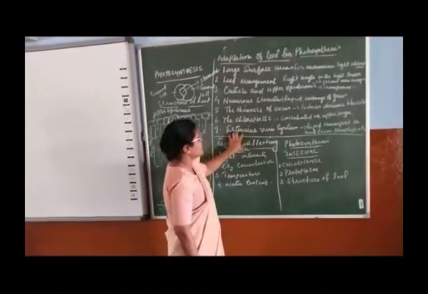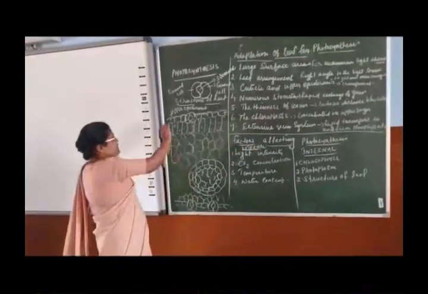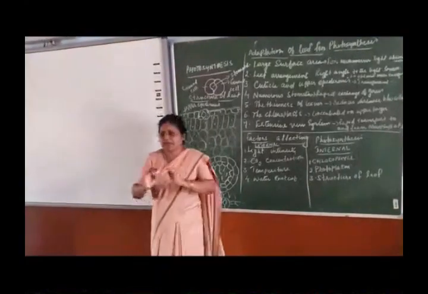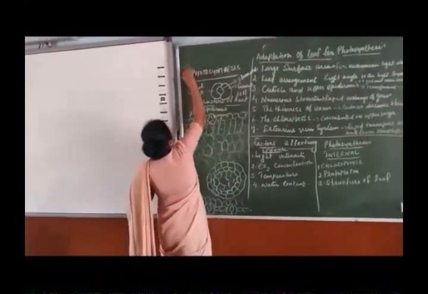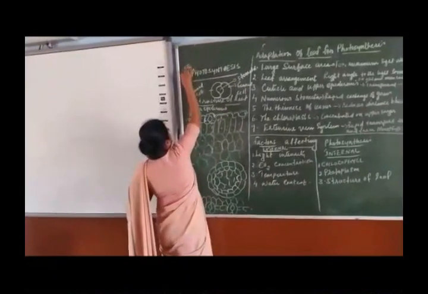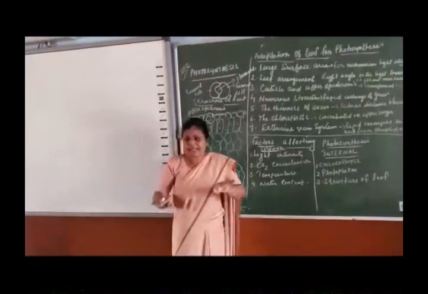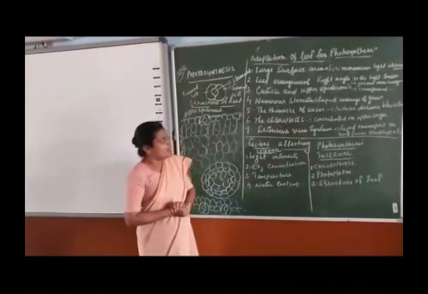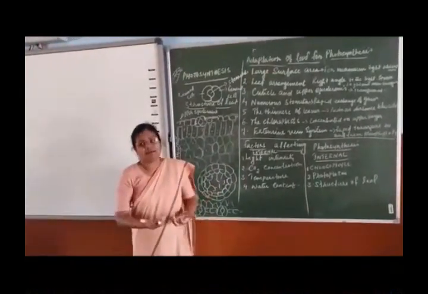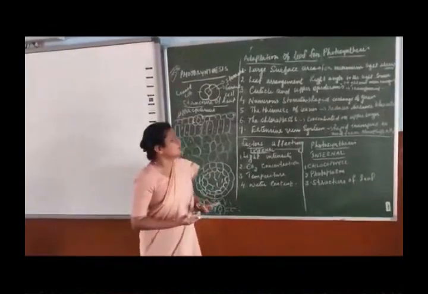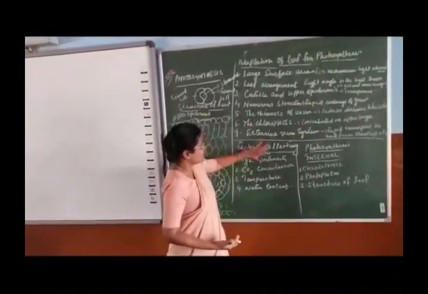And the extensive vein system. The leaf has veins, the mid vein, lateral veins, etc. So the greater the number of veins, the greater is the translocation and transportation of the prepared food as well as the conduction of water and other raw materials needed for photosynthesis.